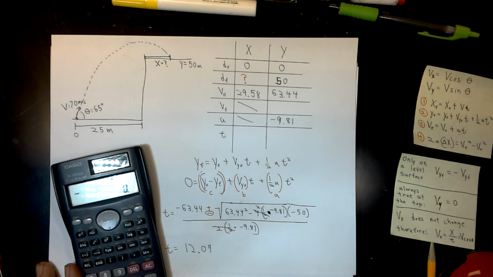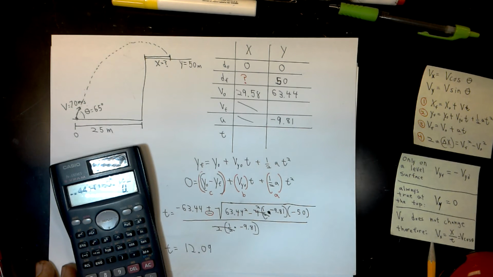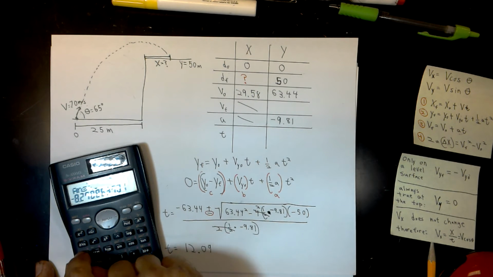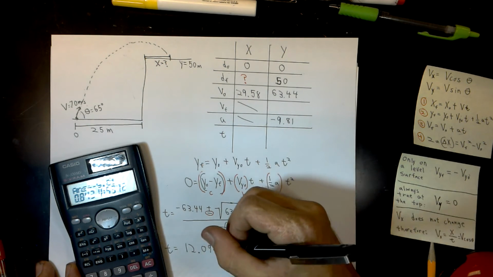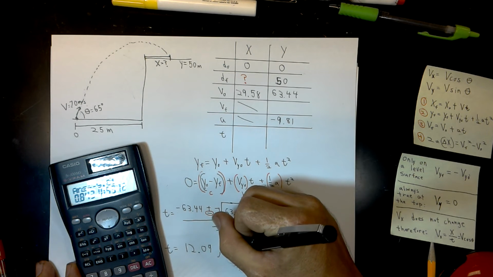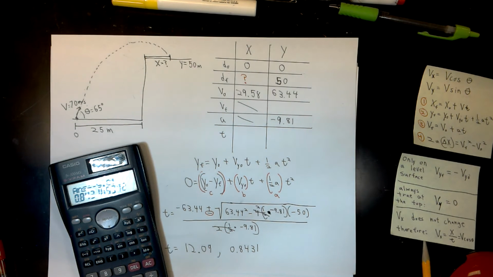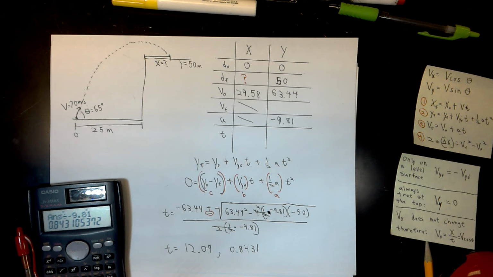I'll go and do the positive or the addition version of this and see if we get something that might make more sense or less sense. Negative 63.44 plus square root, parentheses, same thing, 63.44 squared. Once again, minus 2 times 9.81 times 50, parentheses, equals, divided by a negative 9.81. We get a positive value, 0.8431. Okay, for you guys sitting at home, which of those two numbers do you think is the correct answer?